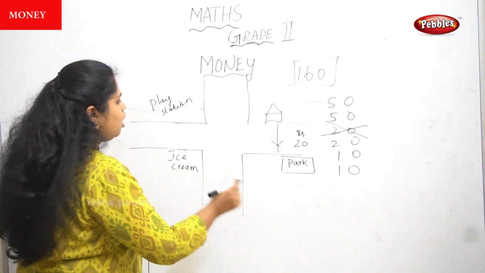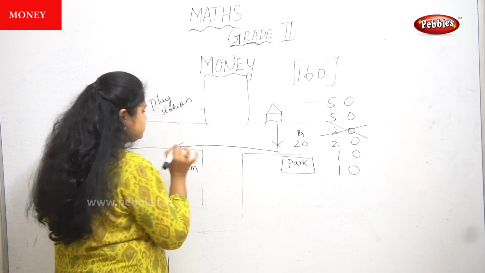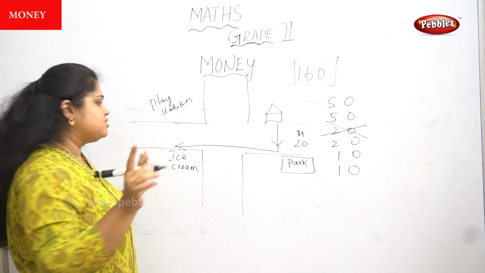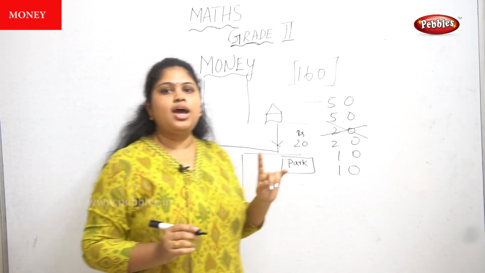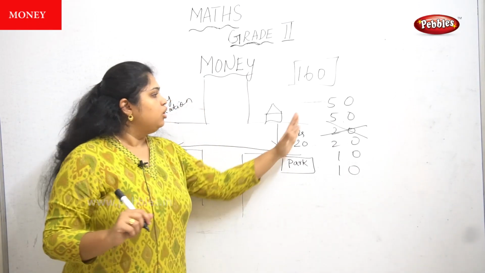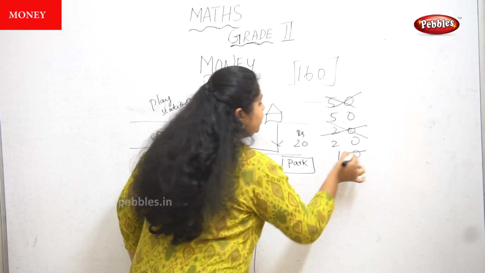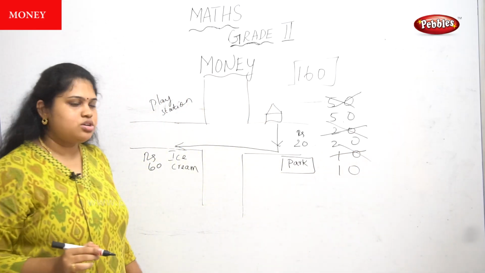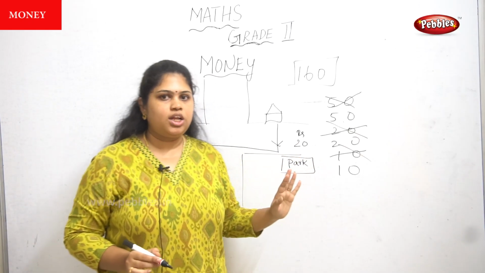Okay. Now we are going to the ice cream parlor to eat ice cream. The cost of one ice cream is 60 rupees. What is the cost of one ice cream? 60 rupees. So how much will you give? A 50 rupees note and a 10 rupees note. Okay children, do you all understand? A 50 rupees note and a 10 rupees note.